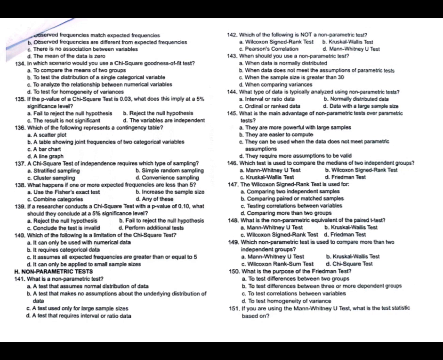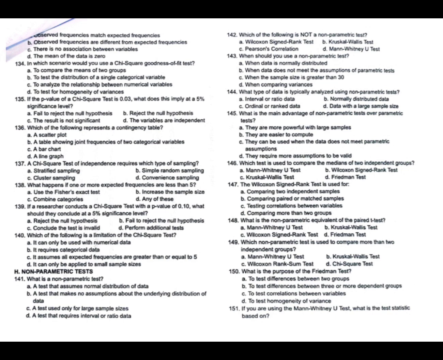When should you use a non-parametric test? We should use a non-parametric test when the data does not meet the assumptions of parametric tests. Letter B. What type of data is typically analyzed using non-parametric tests? The type of data is usually letter C. Ordinal or ranked data. 145. What is the main advantage of non-parametric tests over parametric tests? The answer is letter C. They can be used when the data does not meet parametric assumptions.